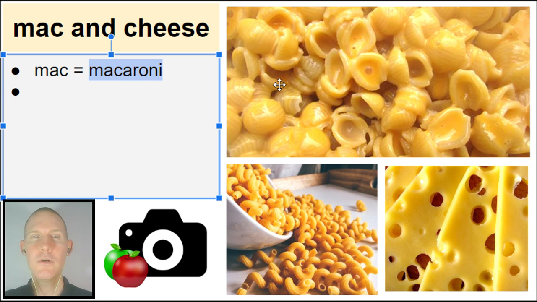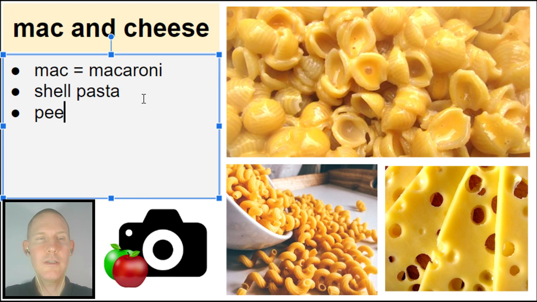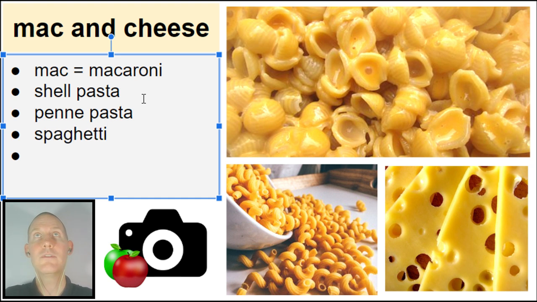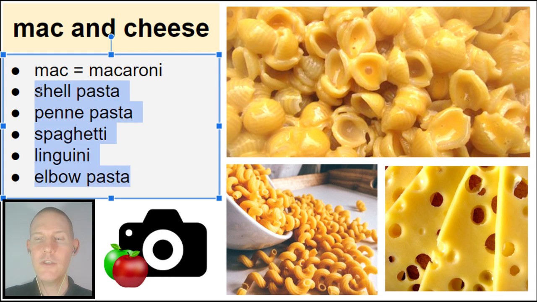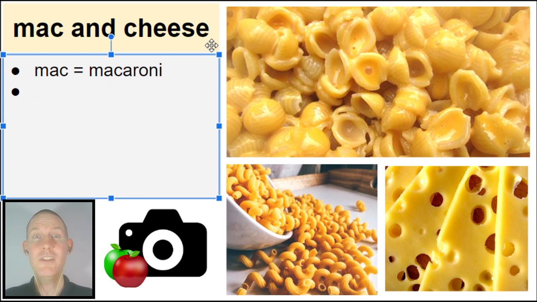The shapes on this one, they are shells. There's shell pasta, there's penne pasta, there's spaghetti, there is linguine, there's elbow pasta. So there's a lot of different kinds of pasta, which just describes the shape. However, no matter what the shape of the pasta, we just say mac and cheese.